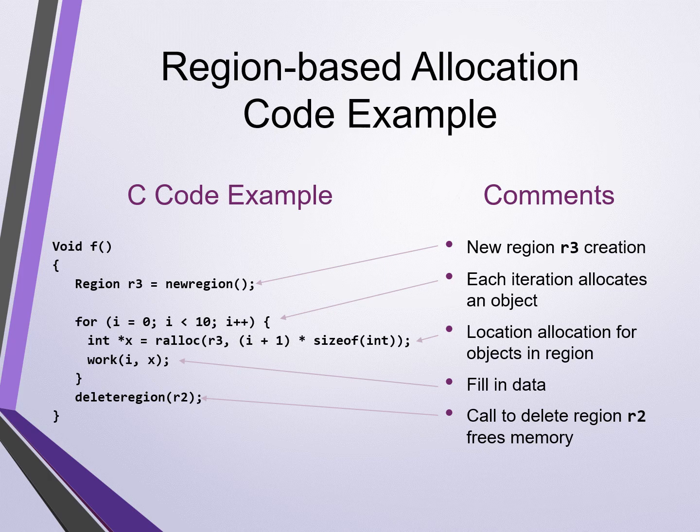This C code provides a simple example of region-based memory allocation. A new region is created, R3 in this case. Each iteration of the loop allocates an array and places it in R3. Finally, memory is freed by destroying the region by calling delete region.